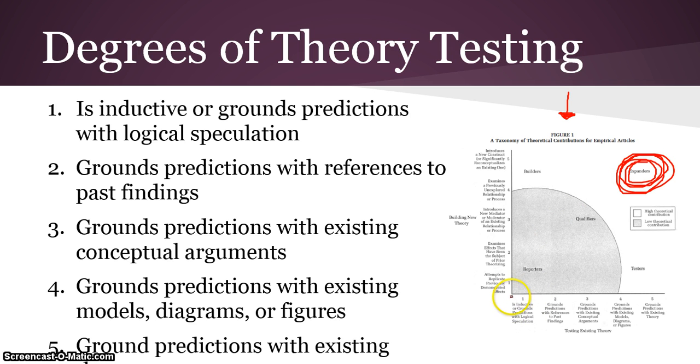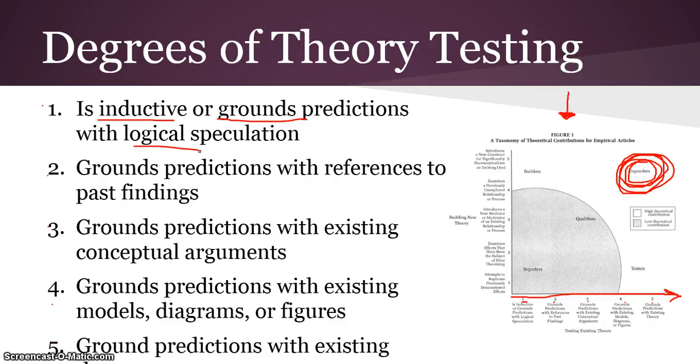I'm looking at the x-axis, and so you'll see that there's a 1, a 2, a 3, a 4, and a 5 down here, and same here, 1, 2, 3, 4, 5. So at the lowest degree of theory testing, we see that the theory is inductive or grounds predictions with logical speculation, right? So it's inductive or grounds predictions with logic. That's going to be the basic part of theory testing.